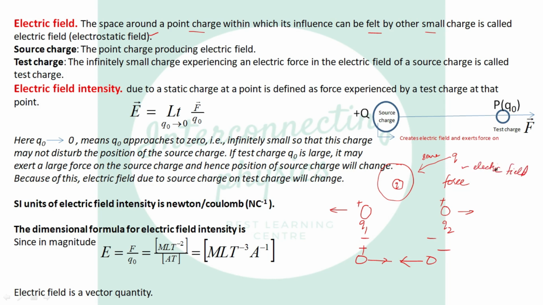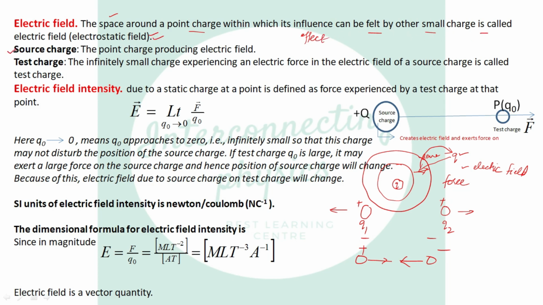So we say electric field is the region around a charge up to which its effect can be experienced by another charge. Means if another charge comes in this area, in this region, then it will feel some kind of force, and that is called electric field. So that's why the definition is the space around a point charge within which its influence or its effect can be felt by the other small charge is called electric field.